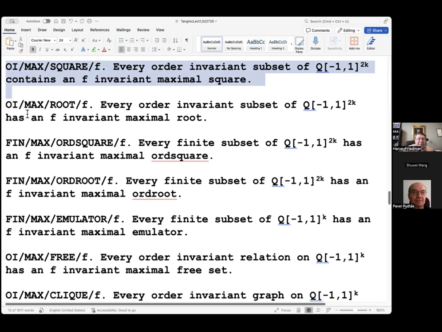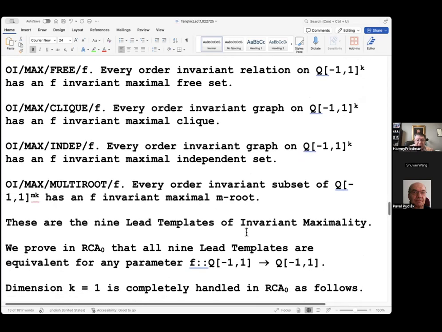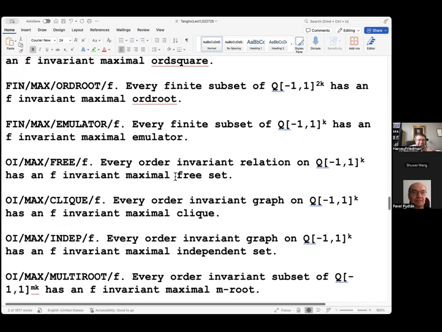So we have these templates. Now they're really templates because F is varying. We're not quantifying over it. And so we have the 9, what I call the lead templates of invariant maximality. As I said, I've got a version here for just about any taste. And by the way, I should add quickly that I did teach a baby form of all this in gifted high school in the Arnold Ross program, which is a famous program for gifted high school students. And the one I picked for them is this one.